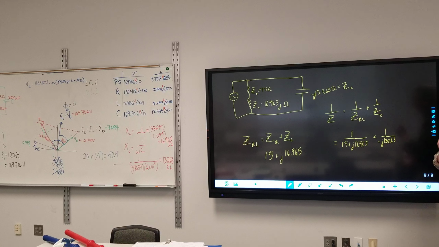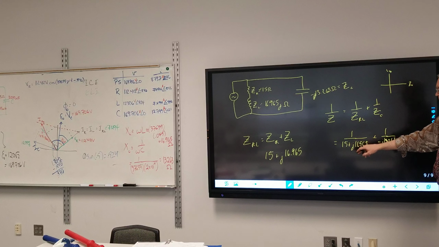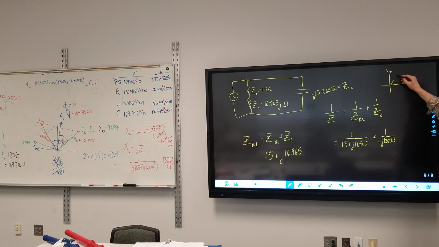Ben, I think you were almost there. You multiply top and bottom by 15 minus j 16.965. If you do a plus b times a minus b, you get a squared minus b squared. So you'll end up with a j squared, which is a negative 1, so you'll end up with a squared plus b squared. In essence, if you think about, I've got my imaginary and real axis here. This 15 plus j 16.95 is basically a phasor like that, and we're just finding the hypotenuse.